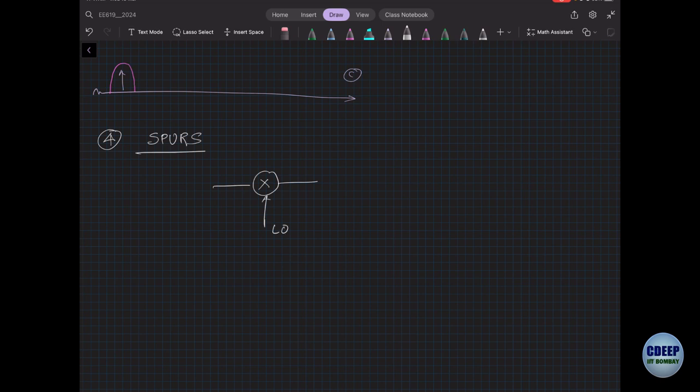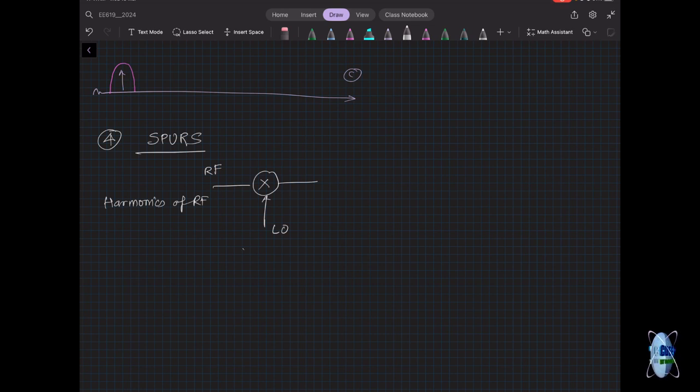Let's say you thought that you have LO and RF. These are the only tones which were there. But you could have harmonics of RF, or there would be content at harmonics of RF frequency. Let's say you thought that you're only transmitting 900 megahertz, but at 1800 megahertz, there is something else there. At 2700 megahertz, there is something existing, right?